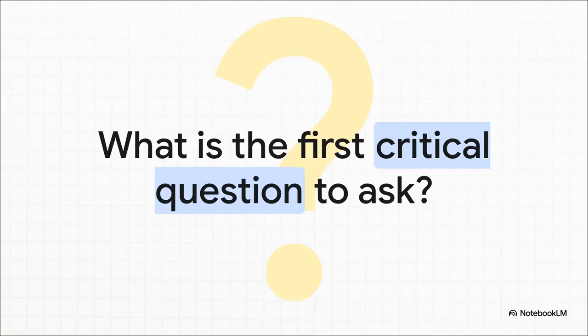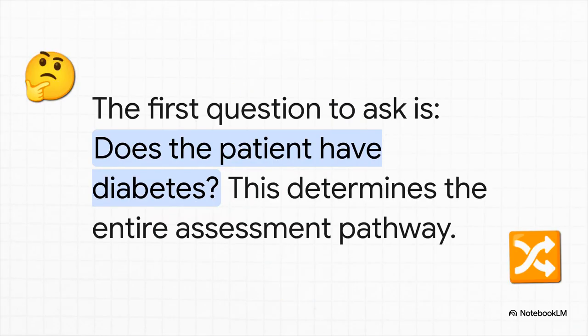Every great assessment starts with one crucial question. It's the one that immediately points you in the right direction. For foot symptoms, this question splits your entire process into two very different paths. Any guesses what it is? And there it is. Does the patient have diabetes? This is your absolute first step. A yes here changes the entire game. It means you're heading down a much more specialized path because the risks are so much higher. A no means you can stick to a more general assessment. It's a critical fork in the road.